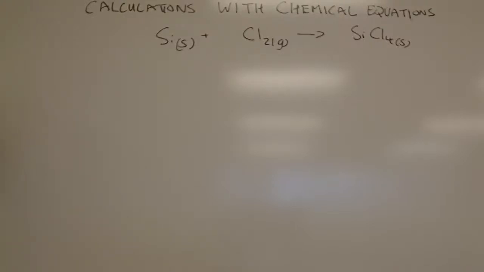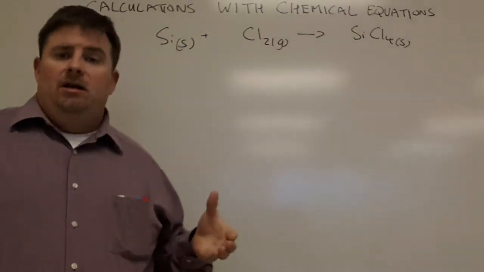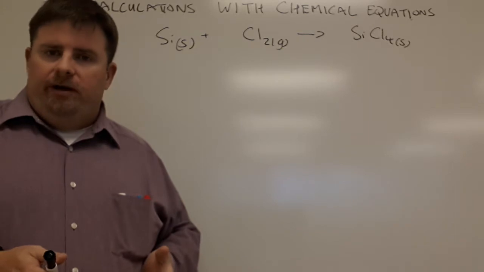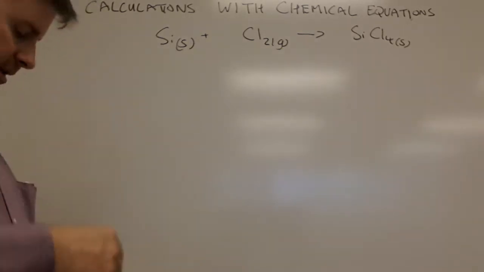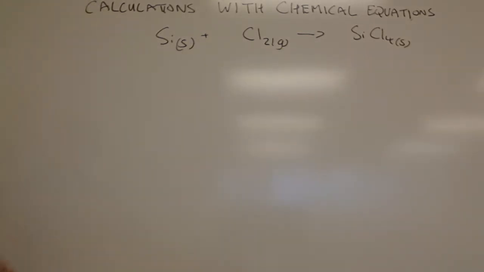When we're dealing with calculations with chemical equations, what we're looking for is trying to match up the different number of moles in each one of the components. The numbers that we put in front are the coefficients, which represent how much of each molecule we've got. So let's look at this particular example.